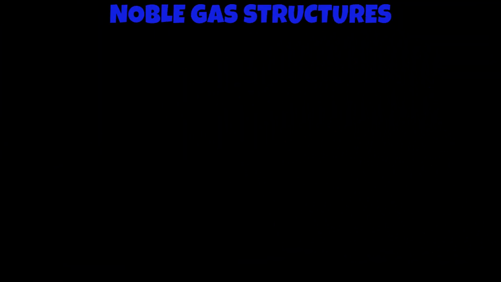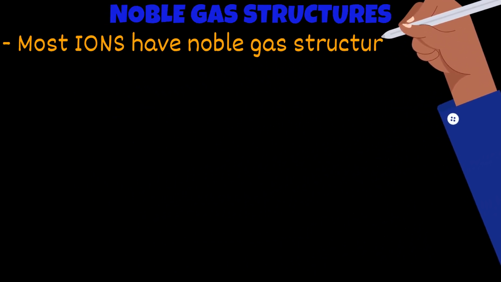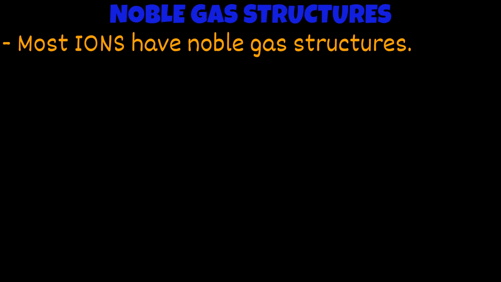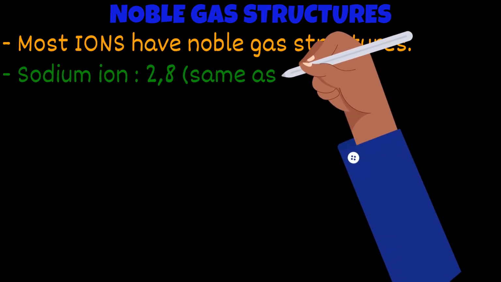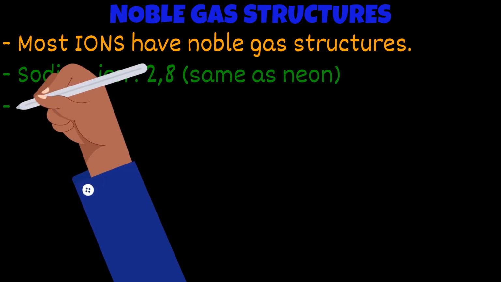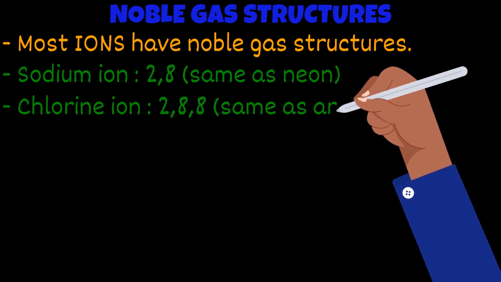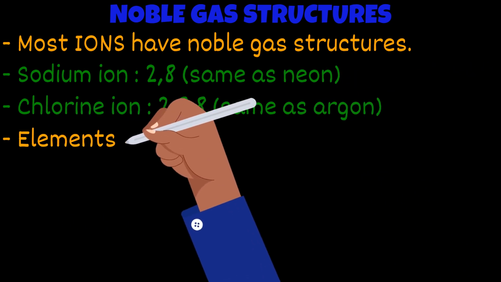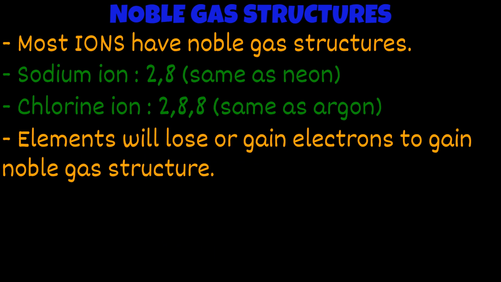Take a look at the electronic configuration for a few ions. Most of them will have a noble gas structure. For example, sodium ion has an electronic configuration of 2,8, which is the same as neon. A chloride ion has an electronic configuration of 2,8,8, which is the same as argon. So elements would either gain or lose electrons to achieve a noble gas electronic configuration.